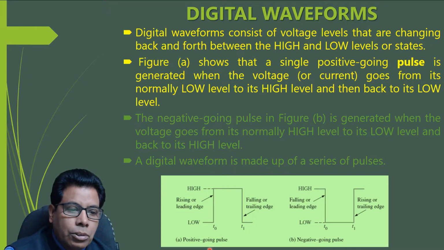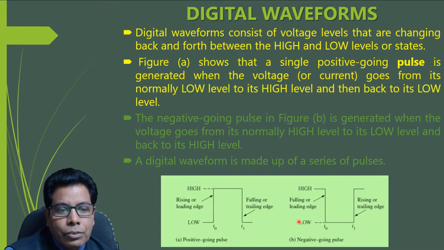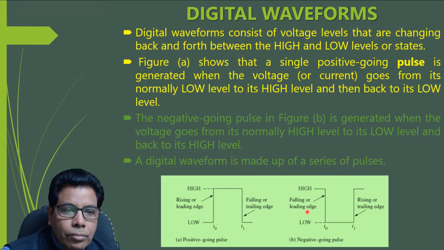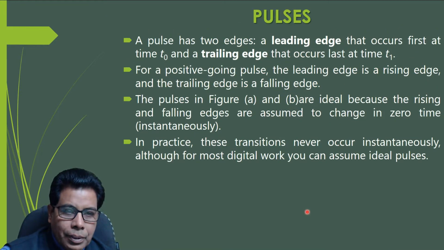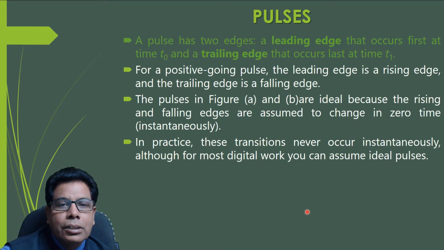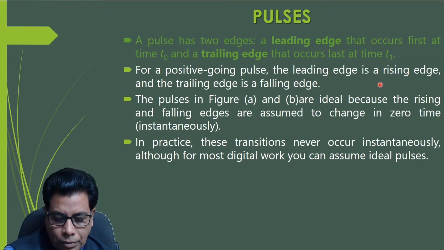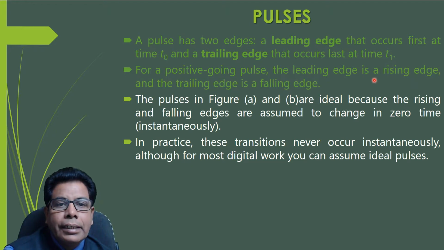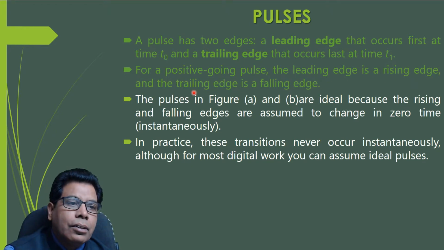So for positive going, the rising edge will be the leading edge, whereas for negative going, the falling edge will be the leading edge. Then pulses. A pulse has two edges, a leading edge that occurs first at time 0 and a trailing edge that occurs last at time t1. So for positive going, the leading edge is the rising edge and the trailing edge is the falling edge.